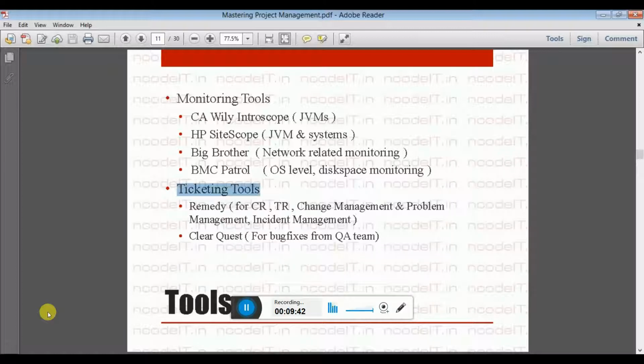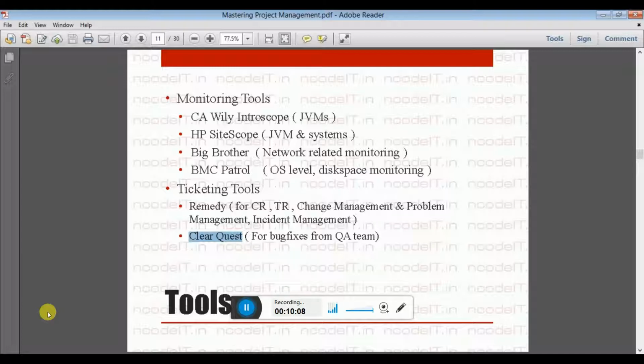Then the ticketing tool is basically for tickets. The ticketing tool you would be using is Remedy. Remedy is again from BMC. BMC Remedy it is. Alright, the version you will be using is 6.1. You may also come across, do you know ClearQuest? Just say that ClearQuest is used by our testing team, only the testing team internally, so we don't use it. We use Remedy for the overall project.